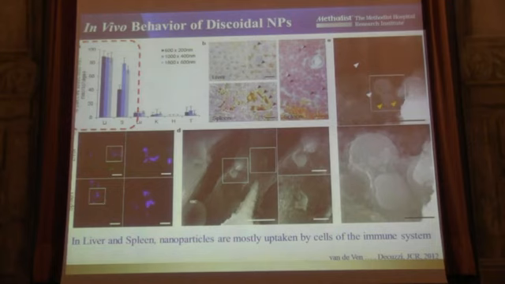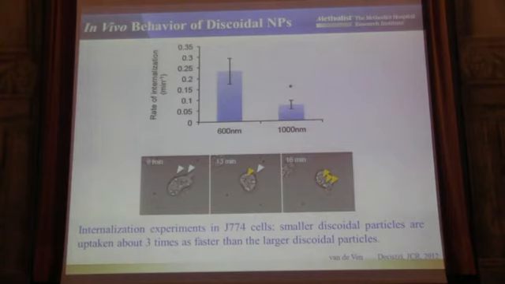Now, a little bit of analysis of what happens in the liver, again, and spleen. Most of these particles get into the macrophages. They do get there very quickly, but again, this is what happens with all the particles. It's just delaying the accumulation into the liver and the spleen.